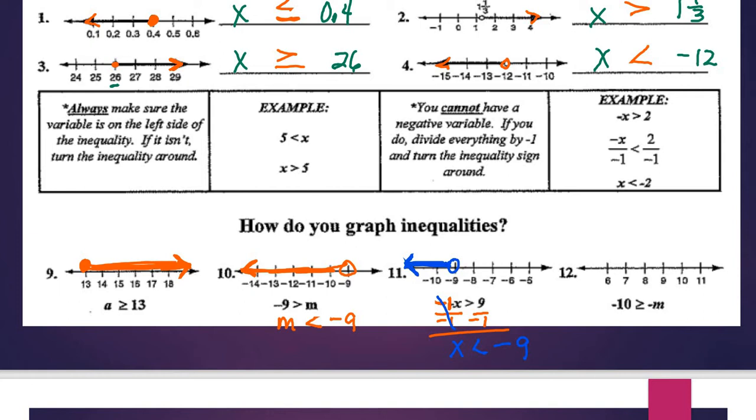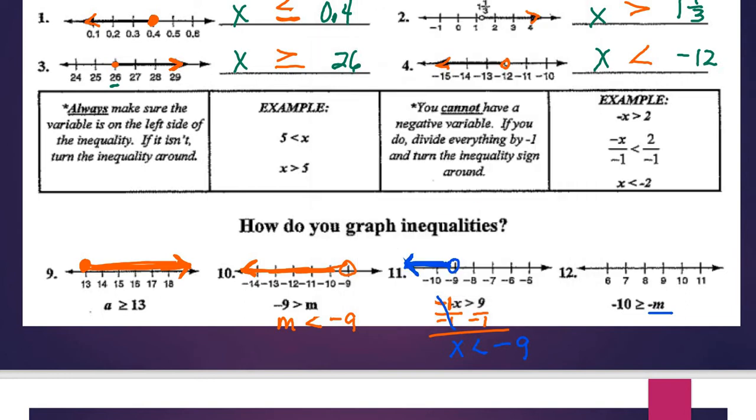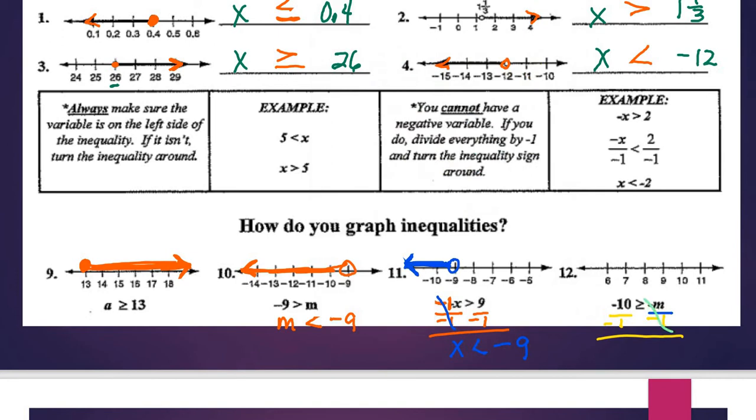Now on this one, I see that I have a -1m, and we cannot keep a -1m. Anytime that you have a variable, it must always be a positive variable. So we're going to divide by -1, divide by -1. This right here will cancel out. That will cancel out. So I have m, and we have to flip the inequality symbol. And -10 divided by -1 is a +10.